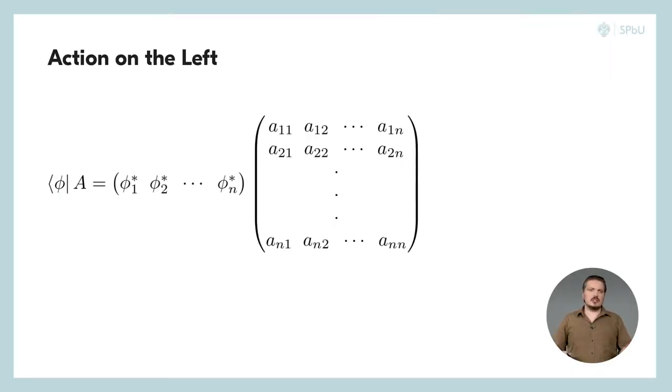In the matrix representation, this operation is defined much simpler. It is again the multiplication of two matrices, the vector rho, which represents our initial functional bra phi, and the matrix of operator A. When you multiply a row by a matrix, you obtain another row. This is what happens here. The action of A on the left is a matrix multiplication, where A stands on the right and its argument on the left of it.